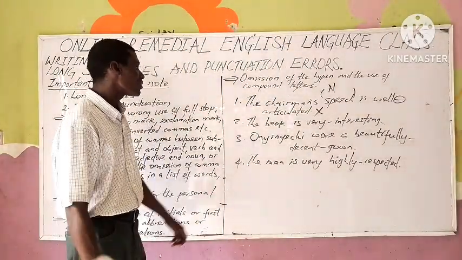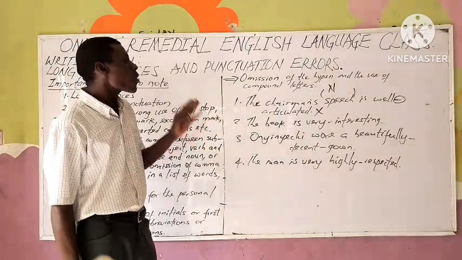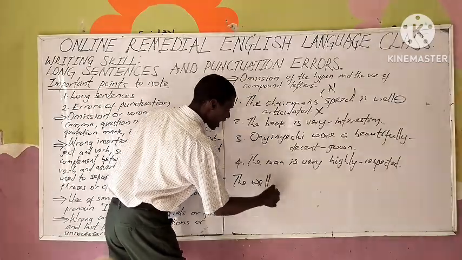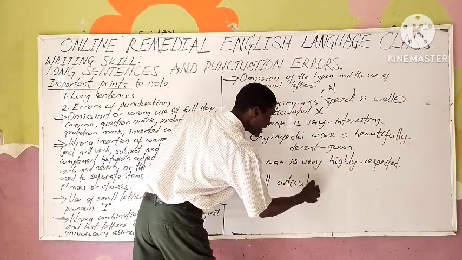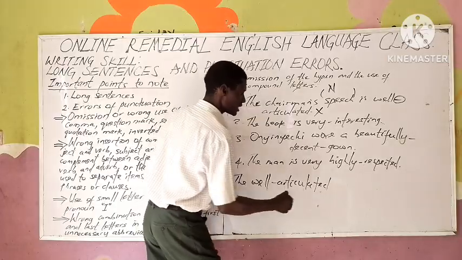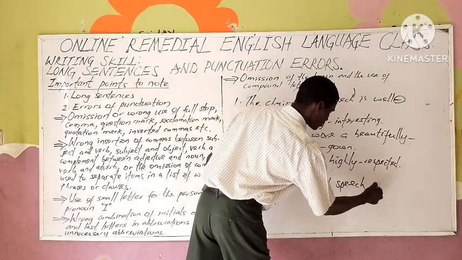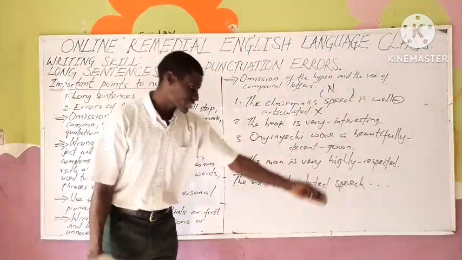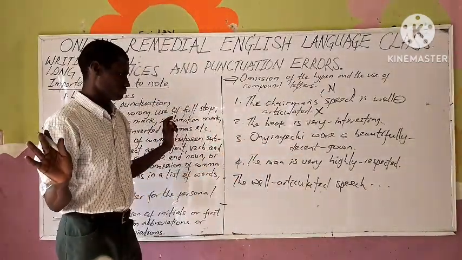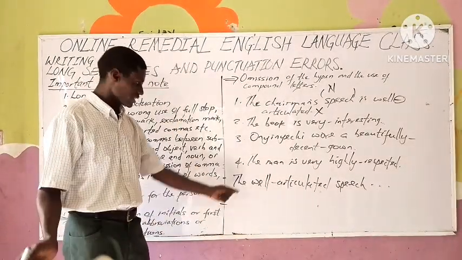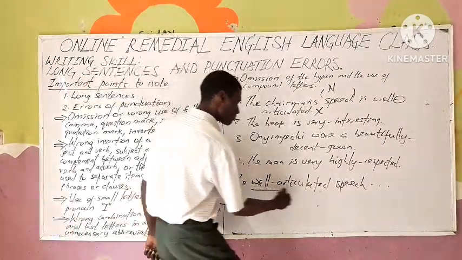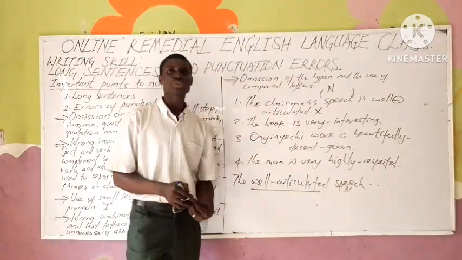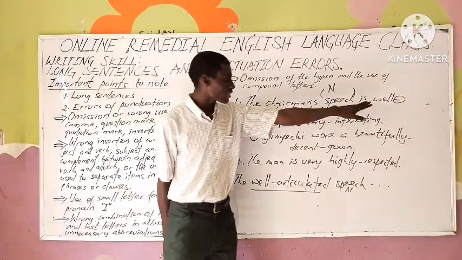But if we have the well-articulated speech delivered by the chairman, or of the chairman, this can go. This is coming before the noun. But if it is coming after it, we need to drop the hyphen. That is why this is wrong.